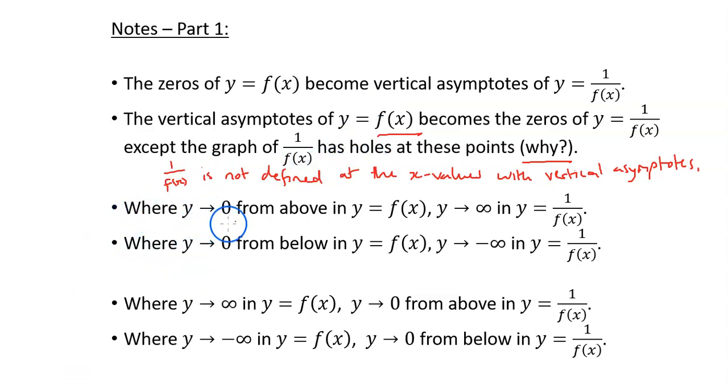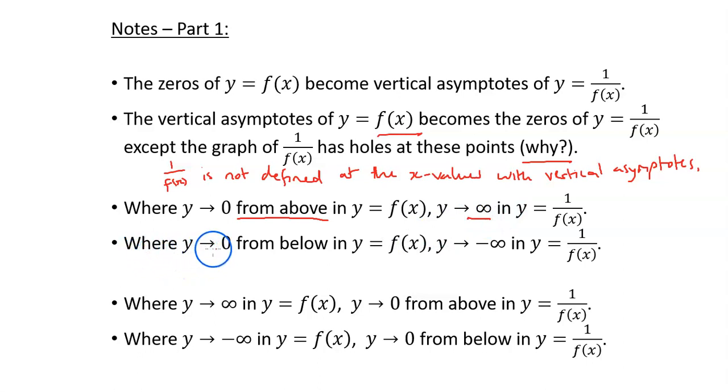Where y tends towards 0 from above in y equals f of x, we have y tends towards infinity in y equals 1 divided by f of x. Now, obviously what I mean by from above, it means the output values of f of x are positive, but they're getting closer and closer to 0, but they're still positive. So then 1 divided by f of x tends towards positive infinity.